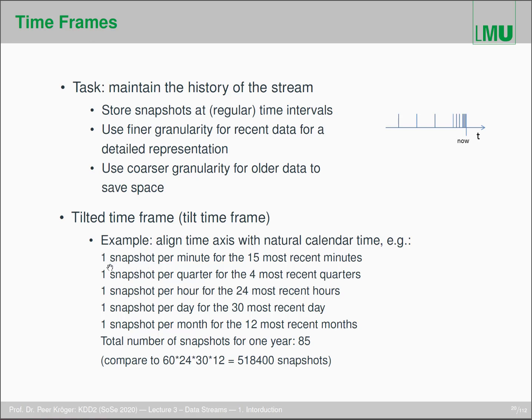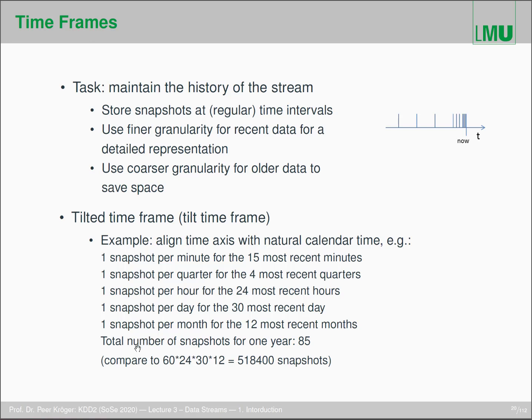So for example, you store one snapshot per minute for the 15 most recent minutes. And then after those 15 minutes, you store one snapshot per quarter for the 4 most recent quarters. And then after the 4 quarters, you store just one snapshot per hour for the 24 most recent hours. And after that, you store just one snapshot per day for the 30 most recent days. And after those 30 days, you store just one snapshot per month, and so on. So the whole thing is aligned to the natural calendar.